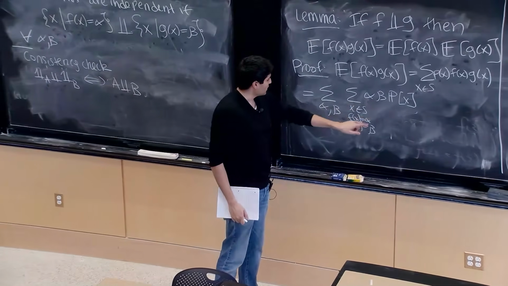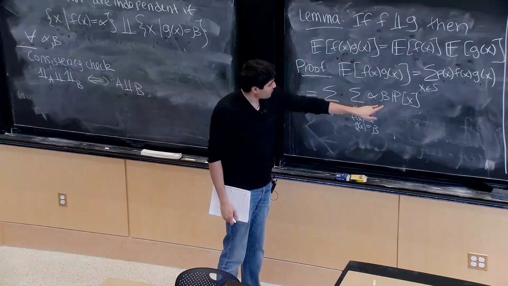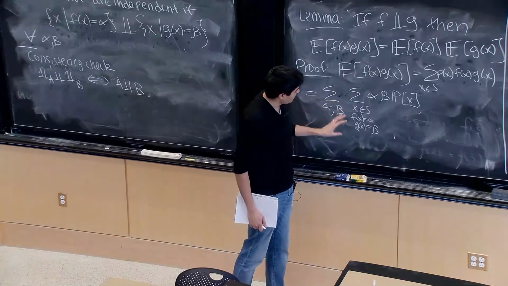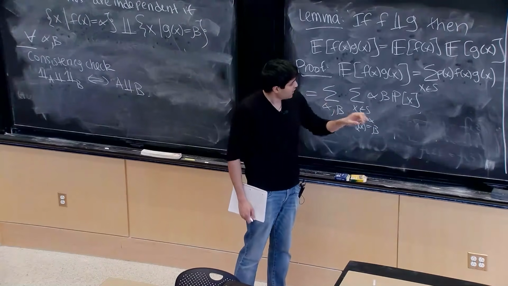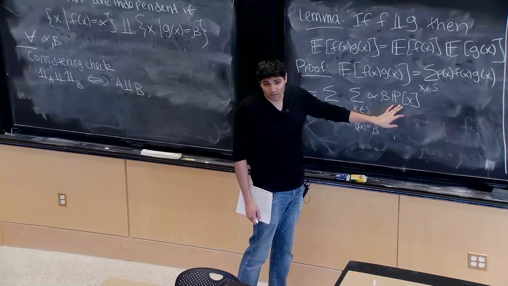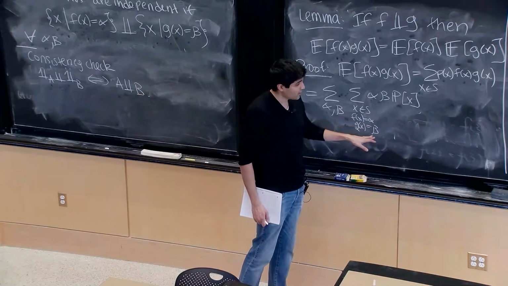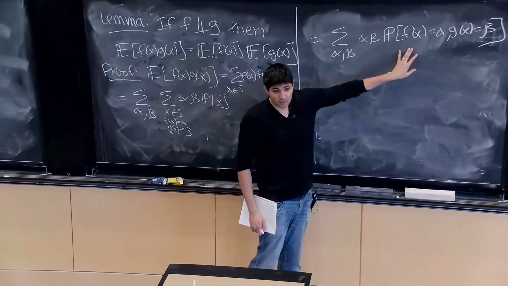This alpha and beta, I can actually just pull it outside this sum. And when I pull this alpha and beta outside the sum, I'm left with the sum of all these probabilities of these atomic outcomes. And this is really just an event, right? It's the event that f of x equals alpha and g of x equals beta. So I get the probability of that event, right?